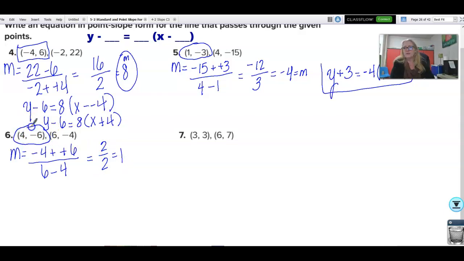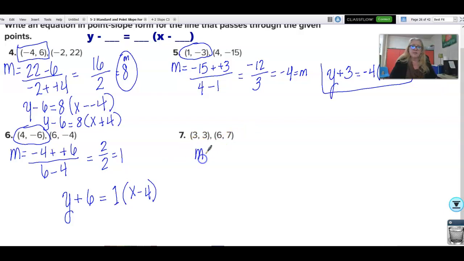Now, I checked out the formatting on the answer for this one. They do want you to write the 1, okay? So you're going to have y minus the y coordinate. The y coordinate's negative. Minus a negative is the same as adding a positive. So it's going to be y plus 6 equals, put the 1, and then x minus 4. And yes, the 1 is part of the correct answer key, what they're looking for.